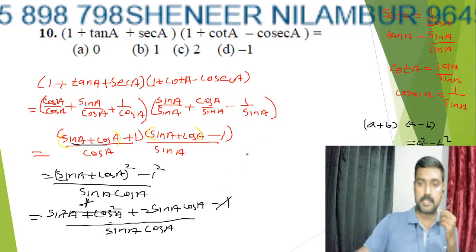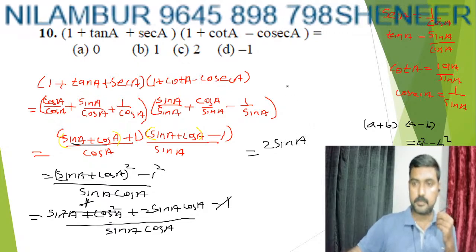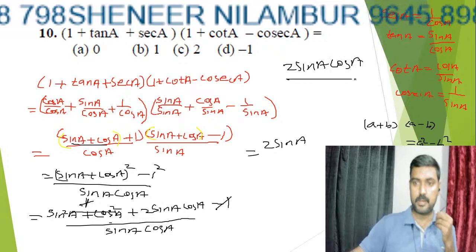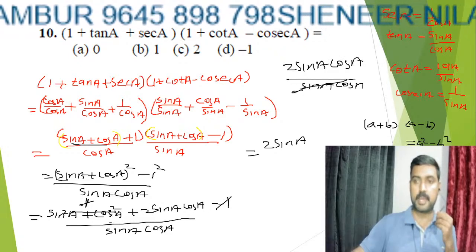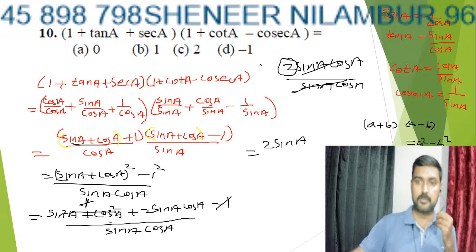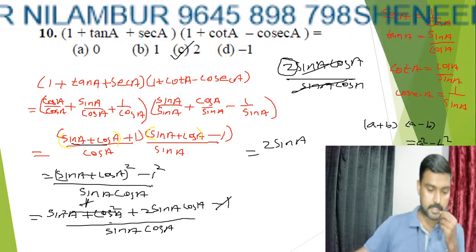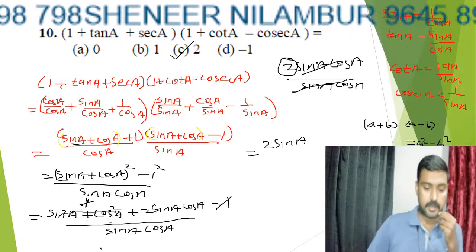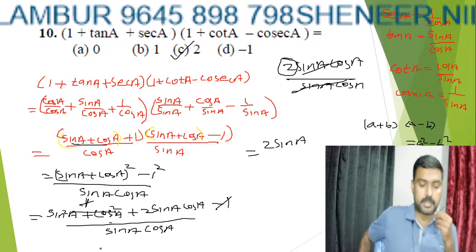So our answer will be 2 sin A cos A divided by sin A cos A. So sin A cos A will be cancelled. So the answer will be 2. So option C is the right answer. I especially appreciate Rabin, he got the right answer. And Vivek, he mentioned the identities A square minus B square and A plus B whole square.